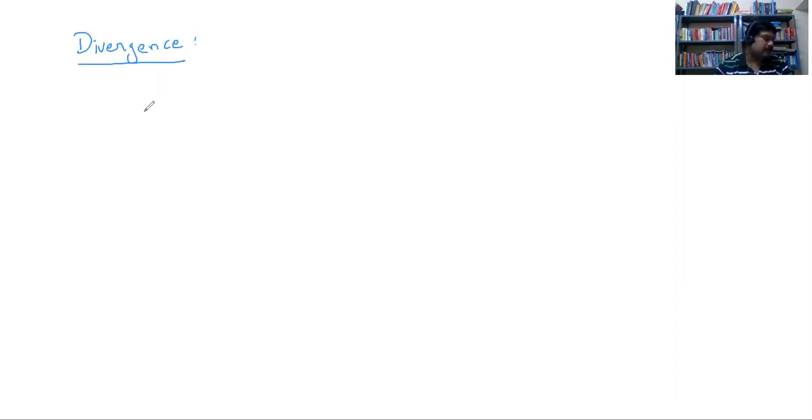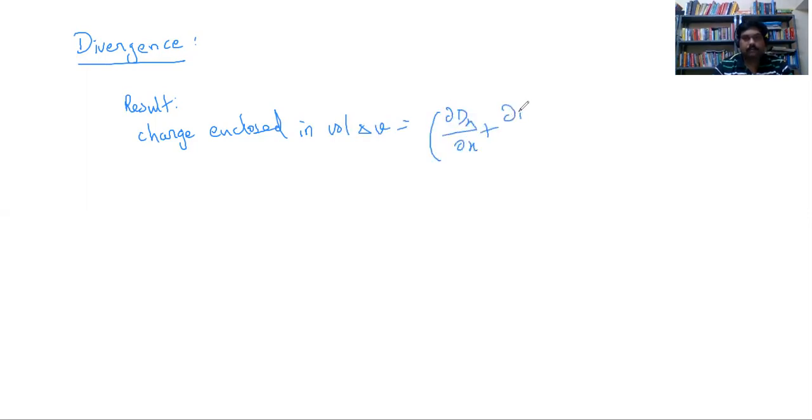So we saw in the previous class a result which is charge enclosed. Charge enclosed in volume delta V equals ∂Dx/∂x plus ∂Dy/∂y plus ∂Dz/∂z, into volume delta V. Correct? So this was the previous result.